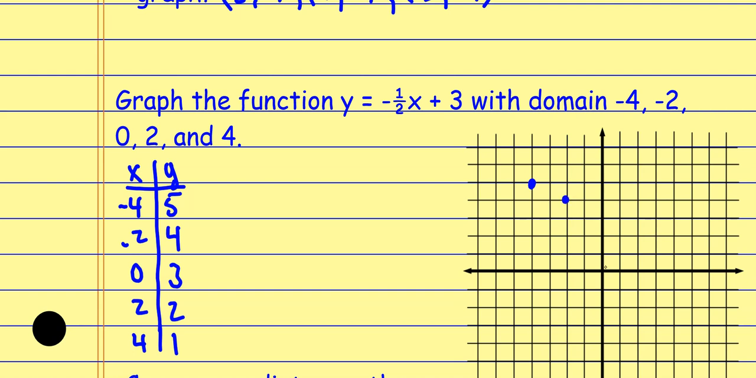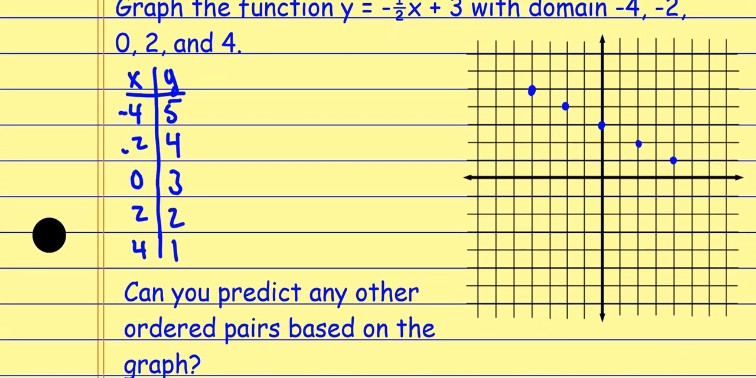There's the point. The next one, left and right 0, up 3. The next one, right 2, up 2. The next one, right 4, up 1. And we can see that there's a pattern in terms of the graph. Visually, you can look at this and say, I can make predictions. Like, I bet there's going to be another point right here.